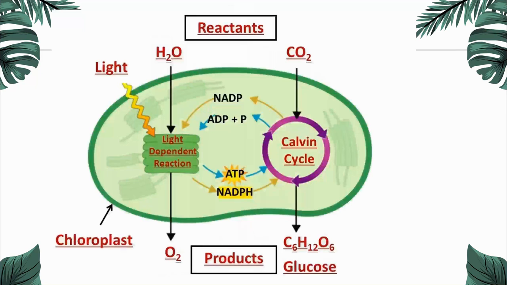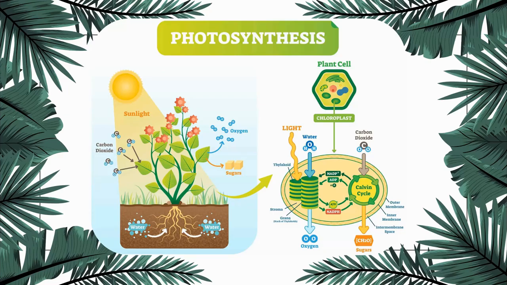To put it all together, it looks like this. Light, water coming into the light-dependent reaction, oxygen coming out. The charged up ATP, NADPH dropping off their energy at the Calvin cycle, going back to get recharged. That Calvin cycle stores that energy in glucose. And that is the more complex version of what we know that plants do, taking in sunlight and water to create oxygen and sugars.